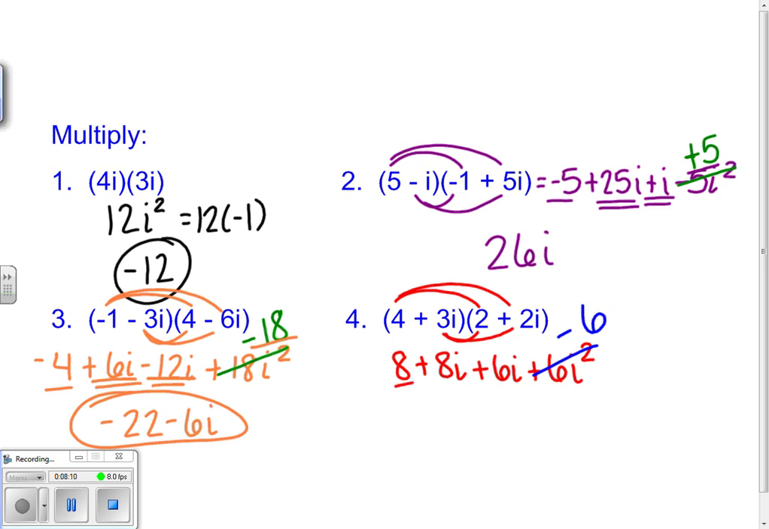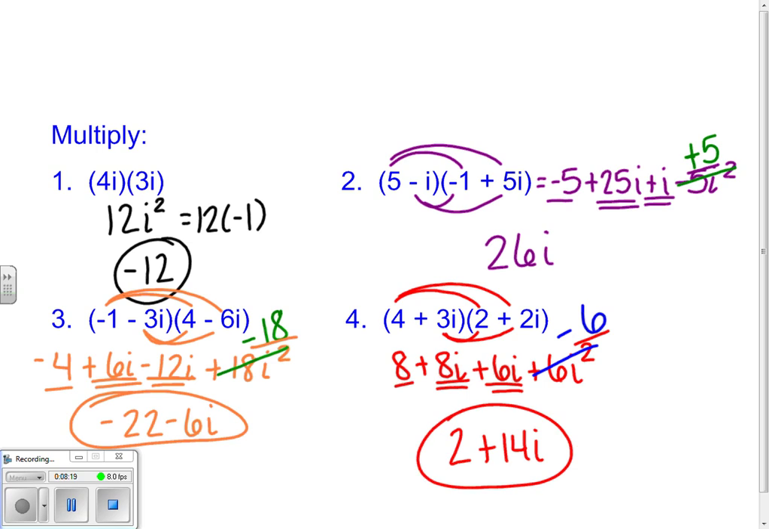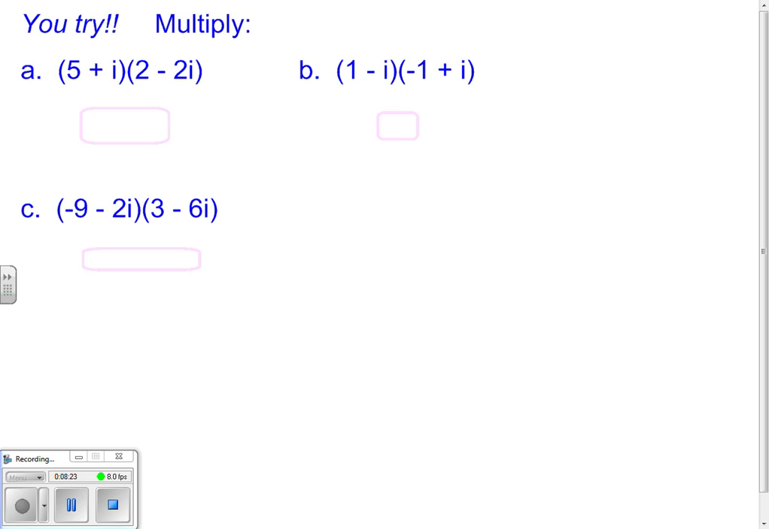Reals first. 8 minus 6 is 2. 8i plus 6i is 14i. Pause the video to complete the u-triads.